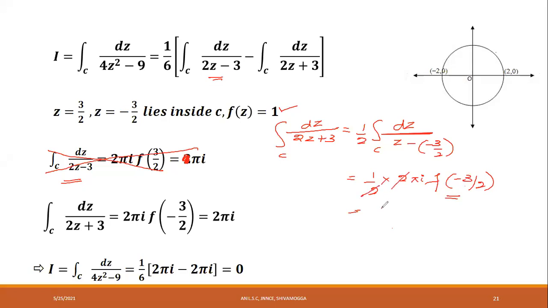Cancel this 2 with this 2. Therefore, this is pi I. First integral is also pi I. Second integral is also pi I. Substitute these two values in equation number 1. Equation number 1 is I is equal to 1 by 6 into, this integral is pi I minus this integral is also pi I. Pi I minus pi I is 0. 0 into 1 by 6 is 0.